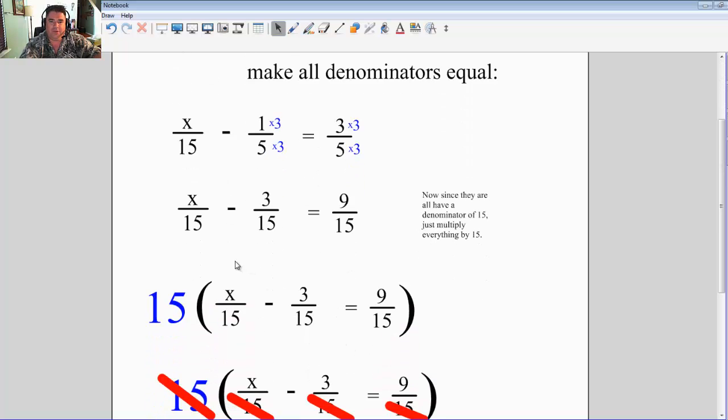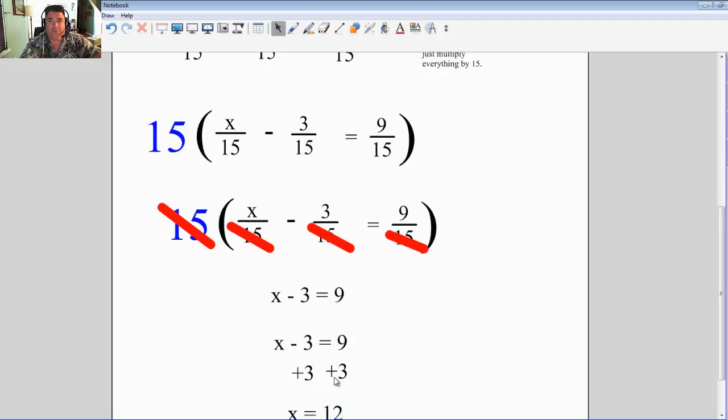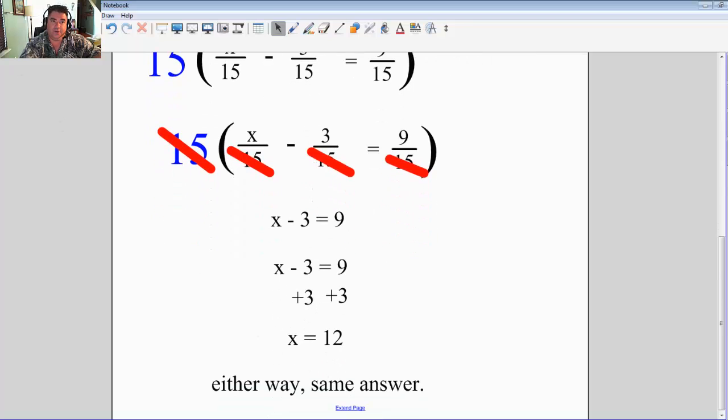And now what you simply do is you can go ahead and times by 15 to all 3, which simply gets rid of the denominators. That's all it does. So you just have x minus 3 equals 9, and you add 3 to both sides, and once again, x equals 12.